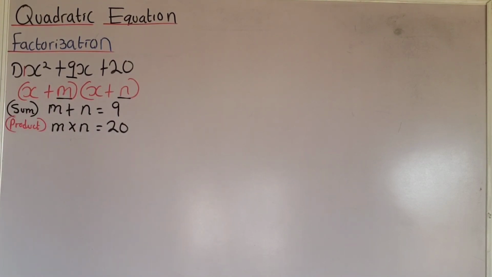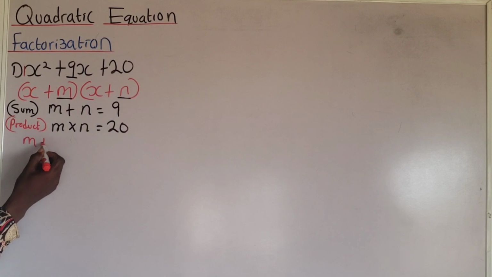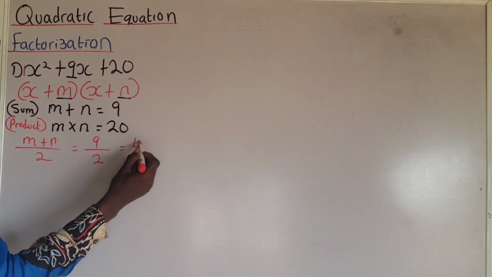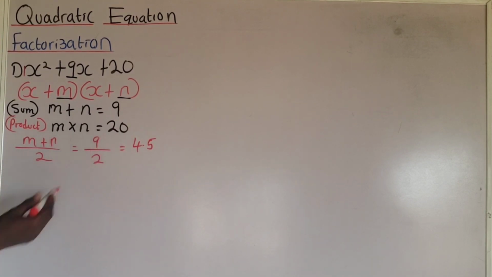Now the next step is that you have to take half of the sum. So here I'm going to have (m plus n) all over 2, which is equal to 9 over 2. That is 4.5, but you can leave it in fractional form so as not to affect our solution. We are going to make use of 9 over 2. Now, you have to increase and decrease this half by a constant. Don't worry, you are going to understand.